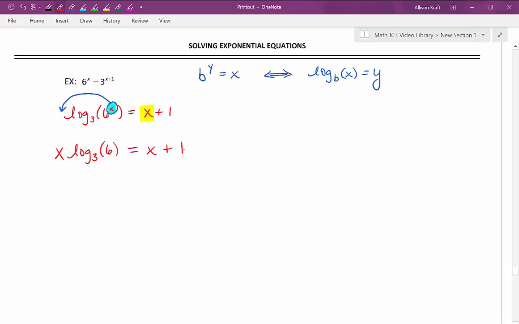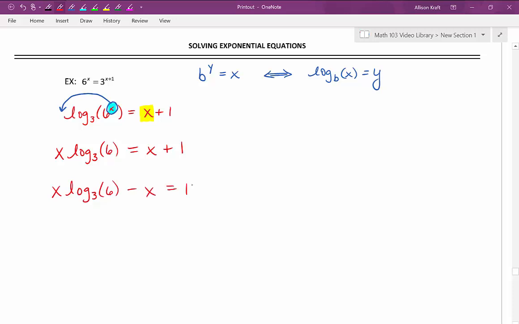Well, this is great because now both of the x's are accessible, but notice that x shows up more than one time. Recall that anytime this happens, we want to get all the terms containing an x on one side of the equation and then factor that x out. So I'll subtract x over. We get x times log base 3 of 6 minus x equals 1.